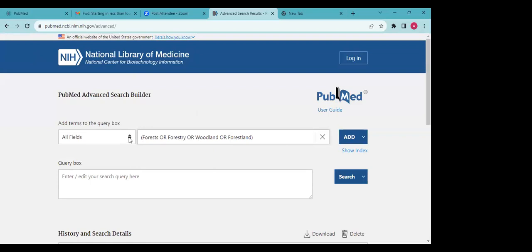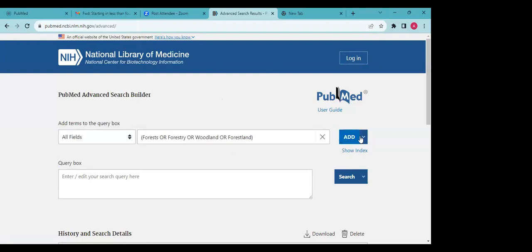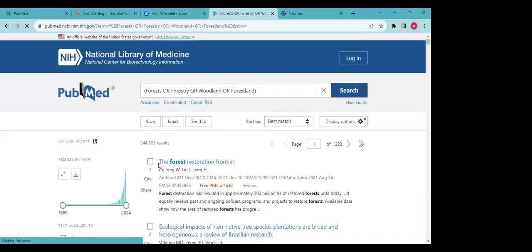If I leave it as all fields, I will definitely get more. I could do title abstract, but for the purposes of our exercise, our demonstration, since this is not the right database, we may get 0 later on. So let me just leave it as all fields. And then I run the search. It has given me 244,000.